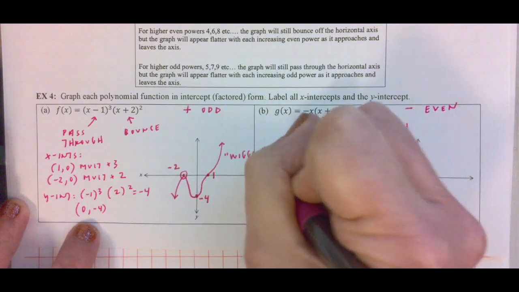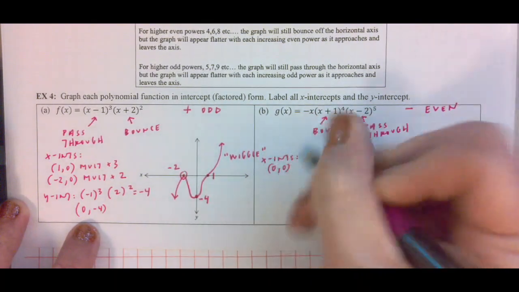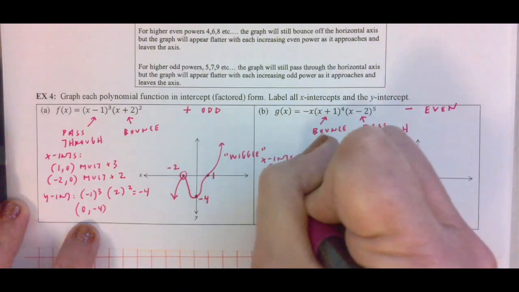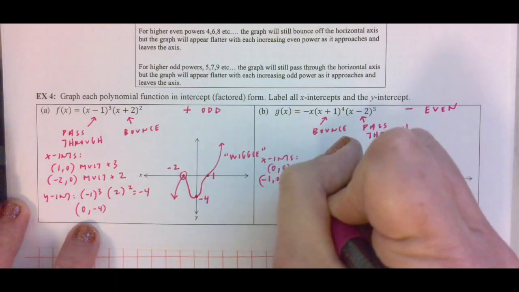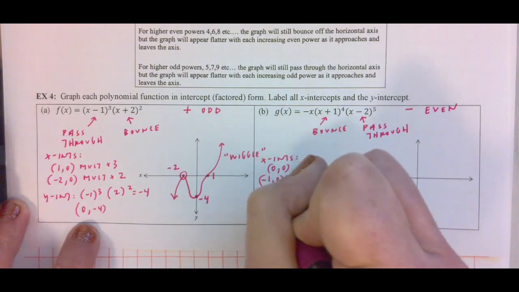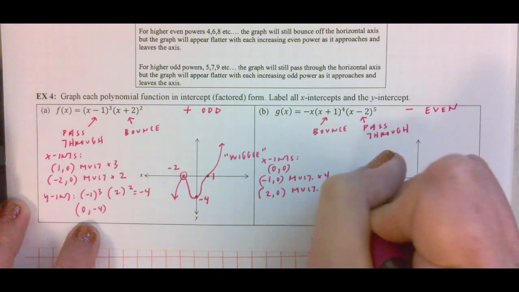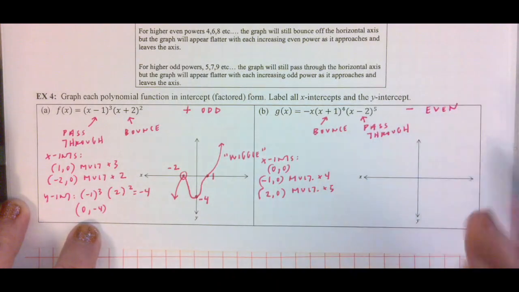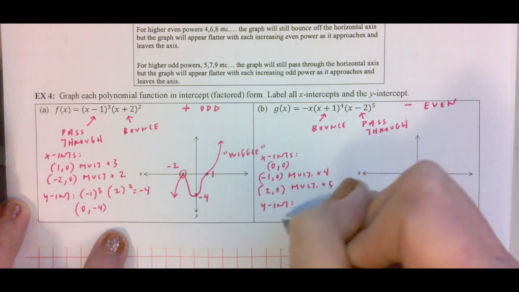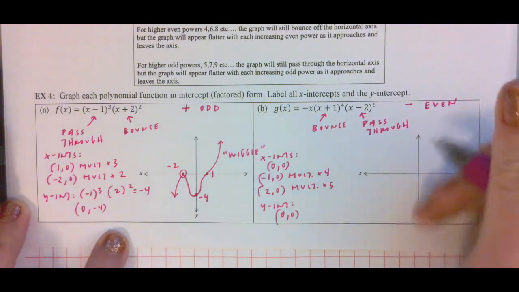So if I list my x-intercepts, I have the origin, right? I have the 1 right here, but no multiplicity. I have the -1, 0, but that one has a multiplicity of 4. It's going to bounce. I have the 2, 0, which is a multiplicity of 5. It's going to pass through, but with a wiggle. And then my y-intercept is just at the origin. If an x-intercept is the origin, so is the y-intercept.